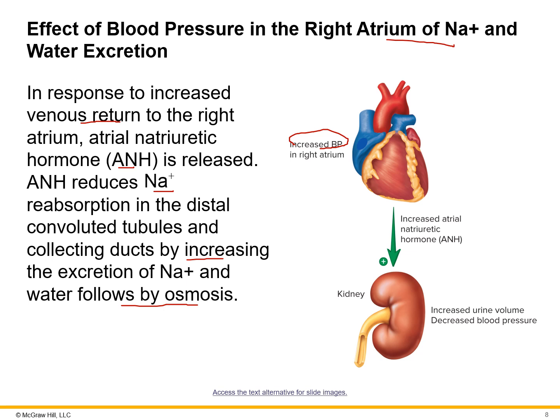In the atria, though, if the blood pressure gets high, ANH gets released, and instead of reabsorbing water and sodium, they stop reabsorption to increase urine. So it's going to increase that urine output, which is going to then decrease the blood pressure.